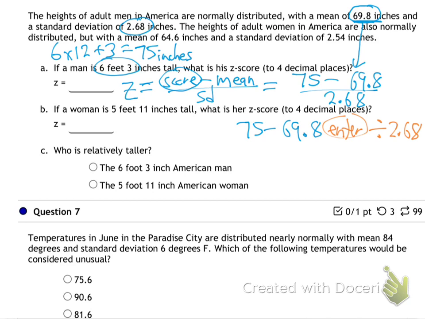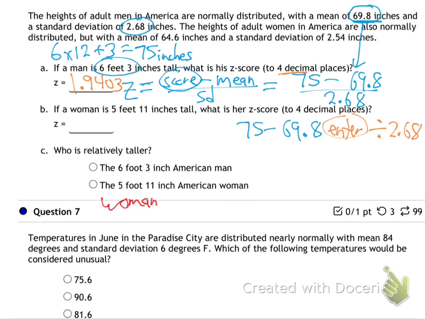So I'm getting 1.94. What do they want? 4 decimal places. Okay, 1.9403. You want 4 decimal places. Did you guys get that? 1.9403? Making sense? Let's do the women's z-score now. For the woman.